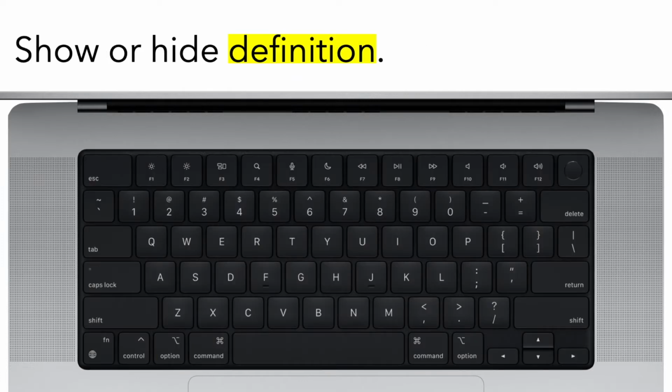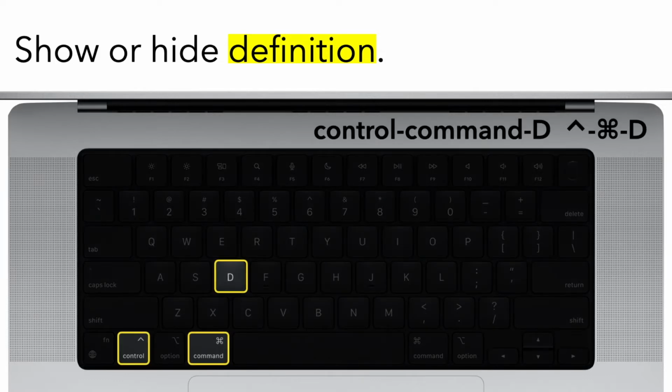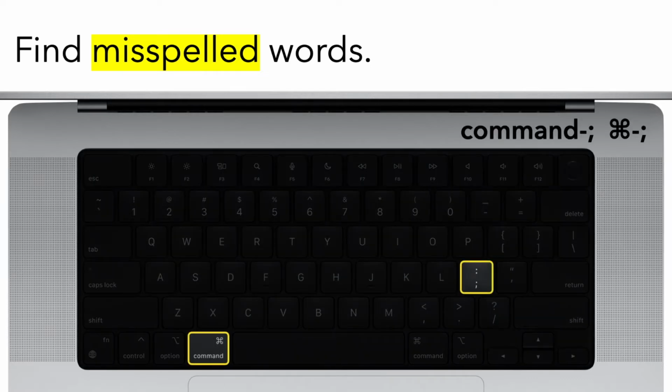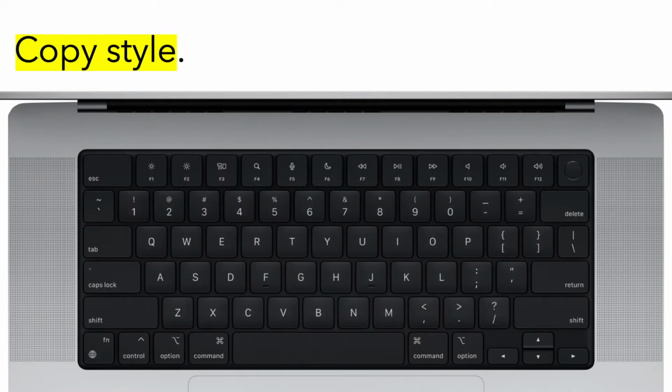If you're working in a text document or a browser window and you see a word and you want to know the definition, simply use Control-Command-D and your Mac will show you the definition of the word you have selected. If you're working in a document and you want to find misspelled words, you want to double check your spelling, then hold Command-semicolon, and that will check the document you're in for misspelled words.